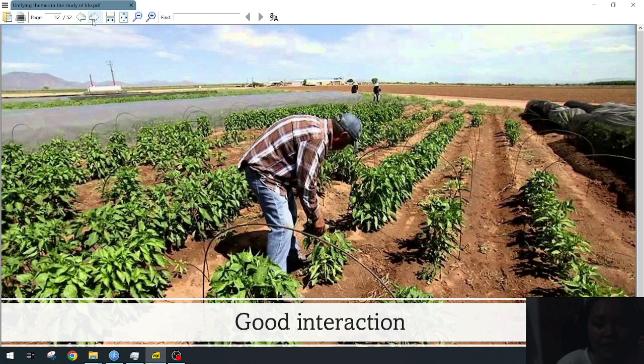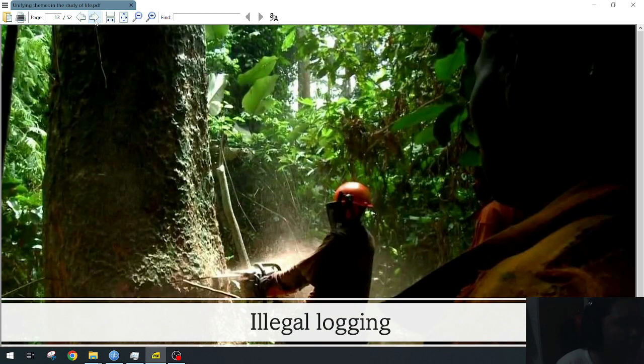Okay, so one example is this. Hindi ka na mabubuhay kung hindi mo gagamitin ang lupa. Okay, pagtataniman. This is good interaction because we produce crops that we could eat. However, this is one example of a not so good interaction, which is illegal logging. Nasosobrahan ang pagpuputol ng puno.